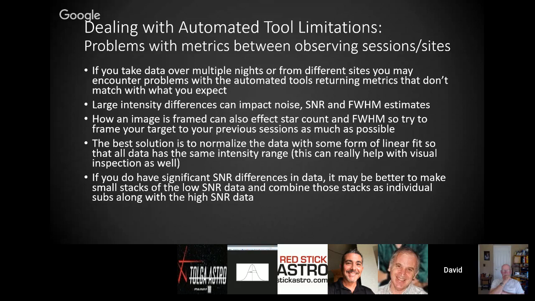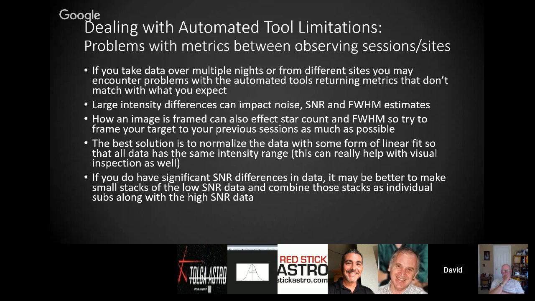The best solution here is to normalize your data with some form of linear fit prior to doing any kind of evaluation with an automated tool. Unfortunately, a lot of the tools don't do this. I have my little DNA linear fit script that I wrote for PixInsight some time ago, and that can work on non-registered data to give a fairly close approximation of fitting the data. So I tend to use that up front. I will fit the data first, and then do the evaluation on it.